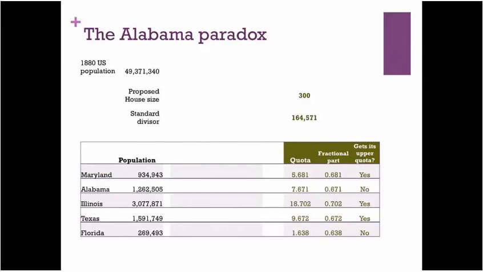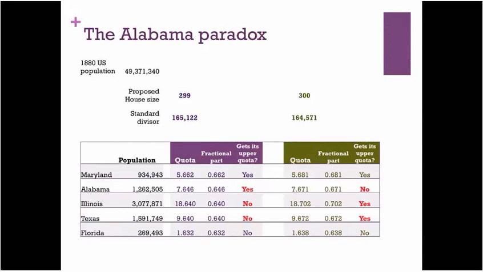Again, this wouldn't seem to be a problem. The problem comes when you compare the 2 calculations, okay? Look, one is house size 299, the other is house size of 300. And following the rules for the Hamilton apportionment, look what happens to Alabama. If the house size is 299, Alabama gets 8 seats, that is to say it gets its upper quota. But if there were 300 seats, Alabama gets 7. It gets its lower quota, not its upper quota.